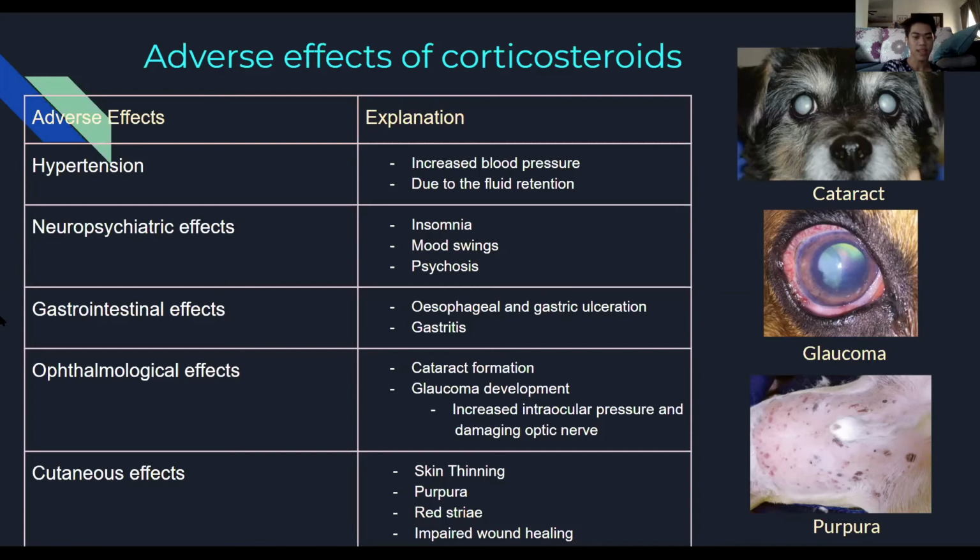Next, ophthalmological effects. Corticosteroid usage has been shown to cause cataract formation and glaucoma development. This is because the increased intraocular pressure from the corticosteroids causes damage to the optic nerve. Lastly, the cutaneous effects. Corticosteroid usage has been shown to cause skin thinning, purpura, red striae, and also impaired wound healing.